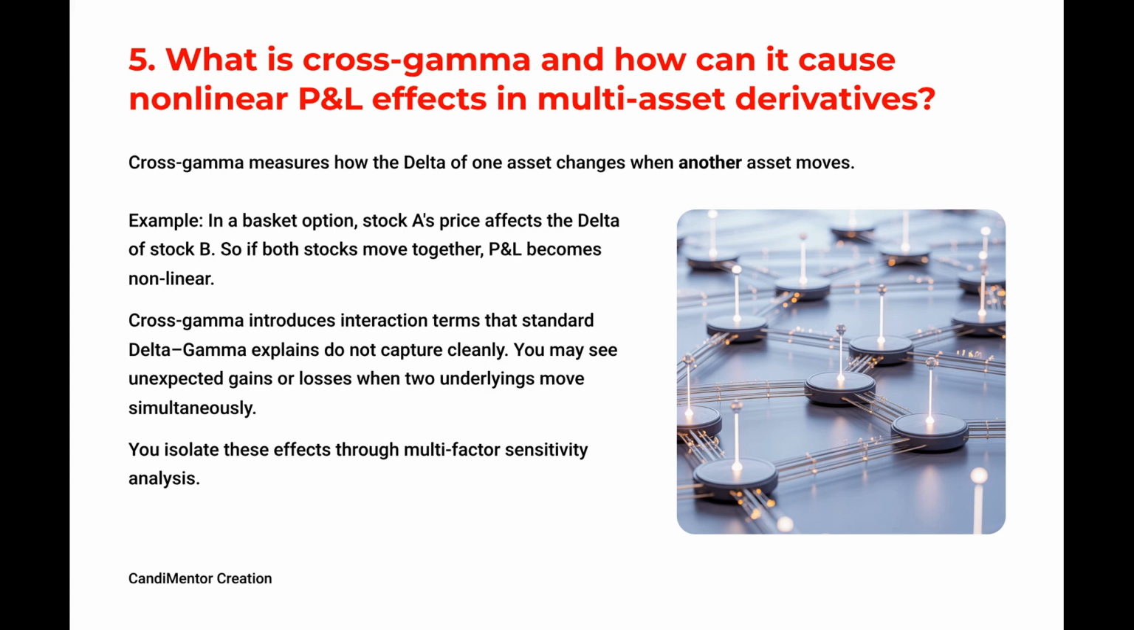What is cross-gamma, and how can it cause nonlinear P&L effects in multi-asset derivatives? Cross-gamma measures how the delta of one asset changes when another asset moves. Example, in a basket option, stock A's price affects the delta of stock B. So if both stocks move together, P&L becomes nonlinear. Cross-gamma introduces interaction terms that standard delta-gamma explains do not capture cleanly. You may see unexpected gains or losses when two underlyings move simultaneously. You isolate these effects through multi-factor sensitivity analysis.